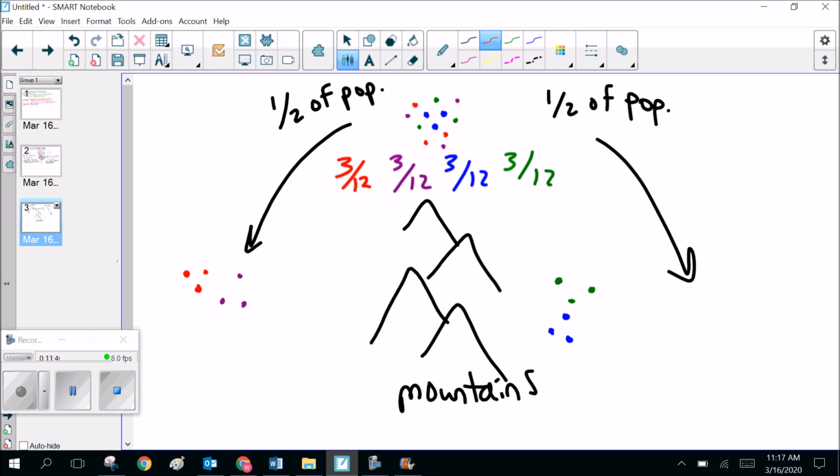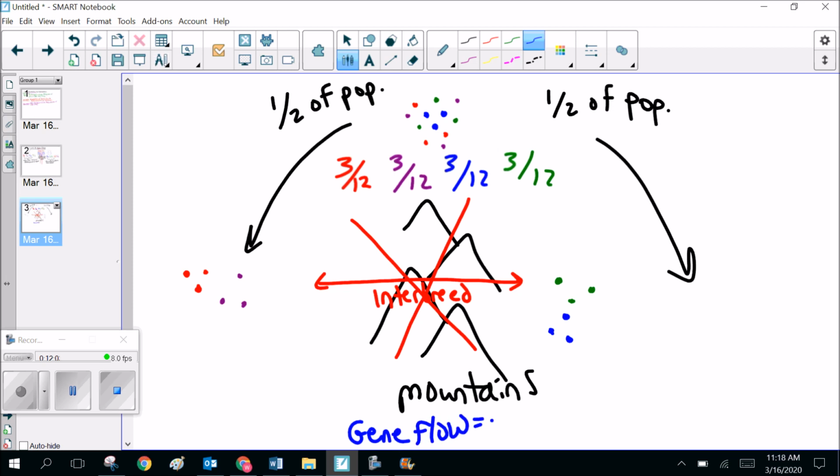We're going to go ahead and draw over here, right? This would normally mean that they could interbreed, but we know that they cannot interbreed because of the mountains. And so in this case, we have restricted their gene flow. Gene flow basically means interbreeding, which makes sense, right? Because if the individuals on the blue side were to move over and breed with the individuals on the red and purple side, then the blue allele would be reintroduced into the red and purple population. But since the mountains are there, they can't do that.